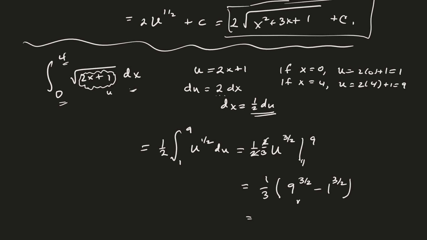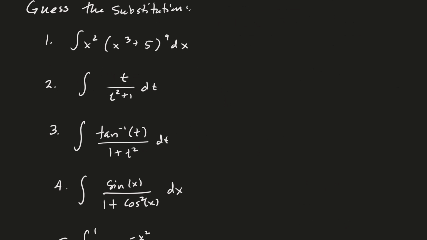So this again is the square root of 9 cubed. So that's 27 minus 1, or 26/3. Good. All right, let's try another one. I'll pause here while I write it down.